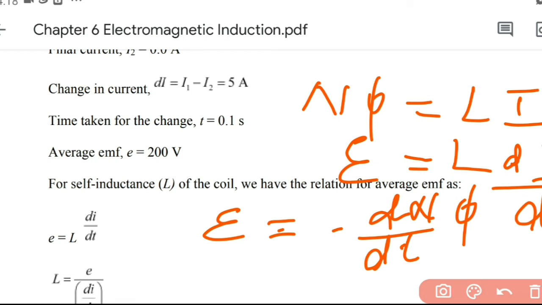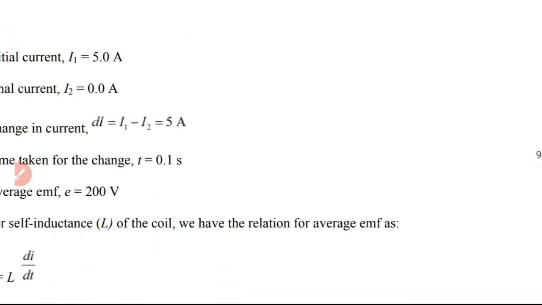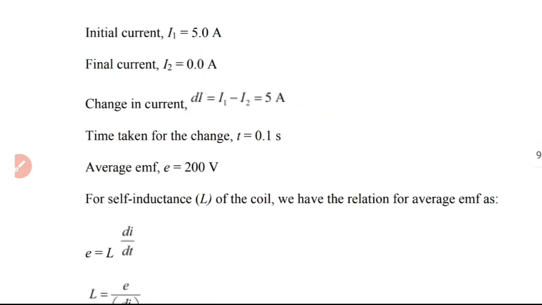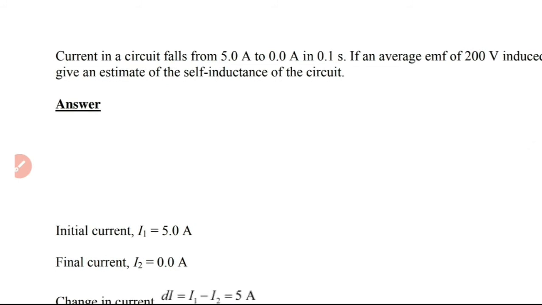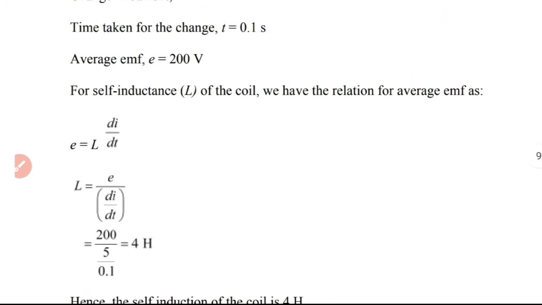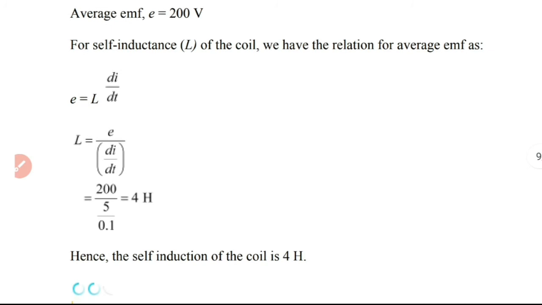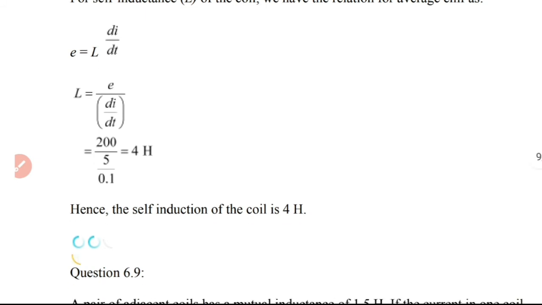In the question we are asked to find the self-inductance. So L is equal to E by di by dt. In the question, E is given to be 200 volt and di by dt we have to find. For that, the relevant data is given. Di is 5 minus 0, and dt is 0.1. So di by dt becomes 5 by 0.1, that is 50. So 200 by 50 gives 4 Henry. So the self-inductance is 4 Henry.